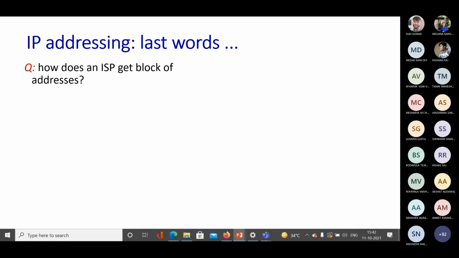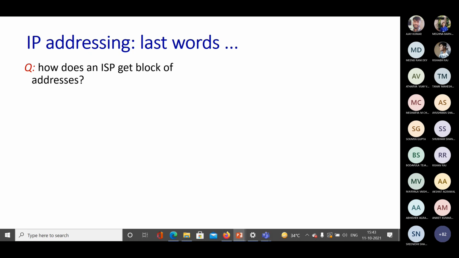Now, last words on IP addressing. How does an ISP get its block of addresses? What we have learned by now is that the ISP gets some block of addresses and gives out chunks of addresses to the different organizations attached to it. The last bits of those chunks tell how many IP addresses can be given to the devices connected via these organizations.